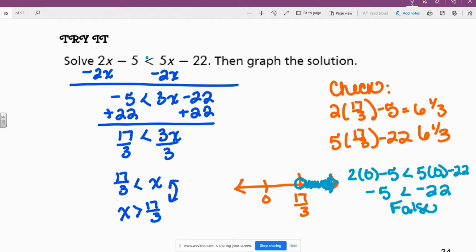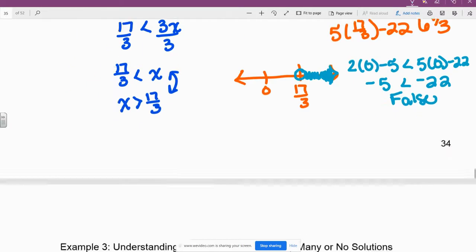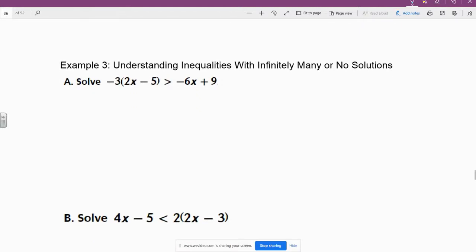So example number 3. We're going to now flip the page here. We're going to understand inequalities with infinitely many or no solutions. Infinitely many means any solution I want on the whole number line, which means the number line will be all shaded, or no solutions, which means nothing on the number line. It'll be empty. We call it the empty number line.